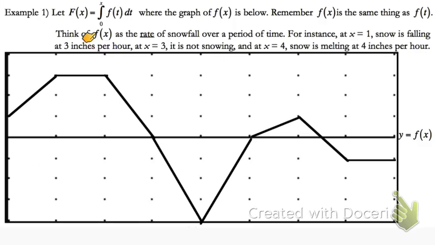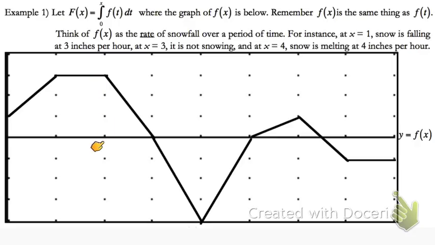So let's look at it in this case. It says, let f of x equal the integral from 0 to x. So here we are at 0, and here's all of our different x values. It says, think of f of x as the rate of snowfall over a period of time. So for instance, at x equals 1, snow is falling at a rate of, if we look at 1, here's 1, 2, 3, so it's falling at a rate of 3 inches per hour.